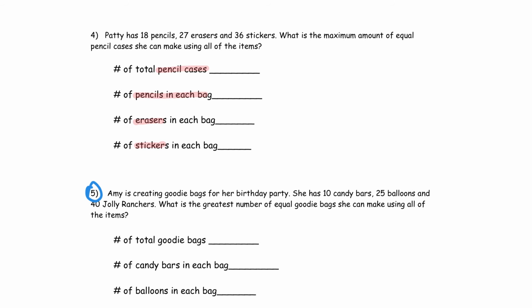So the first thing we're going to do is reread the question. Patty has 18 pencils, 27 erasers, 36 stickers. What is the maximum amount? So what's the highest amount? Maximum, they're asking you the greatest amount. And when you see the word greatest, that's your clue. What I would even do is say, okay, they're asking us to find the GCF, the greatest common factor of equal pencil cases she can make using all of the items.